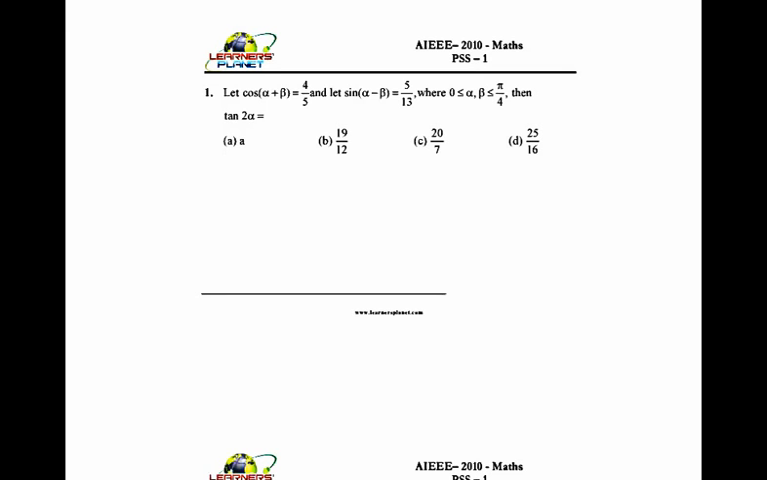In today's session, we will be doing the question of AIEEE 2010. Let us start with the session. The first question says: let cos(alpha plus beta) be equal to 4 by 5 and let sin(alpha minus beta) be equal to 5 over 13, and what will be the value of tan 2 alpha? Let us see how to do this question over the whiteboard.